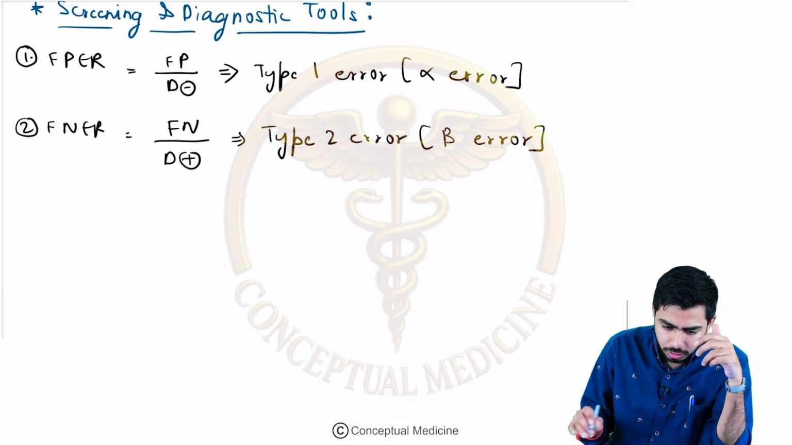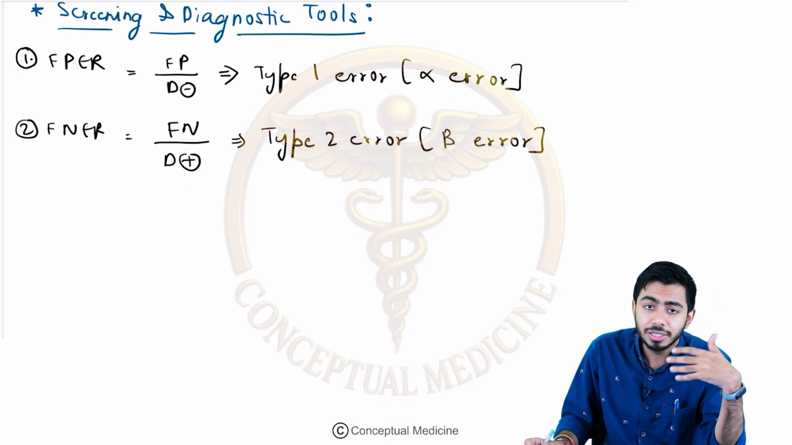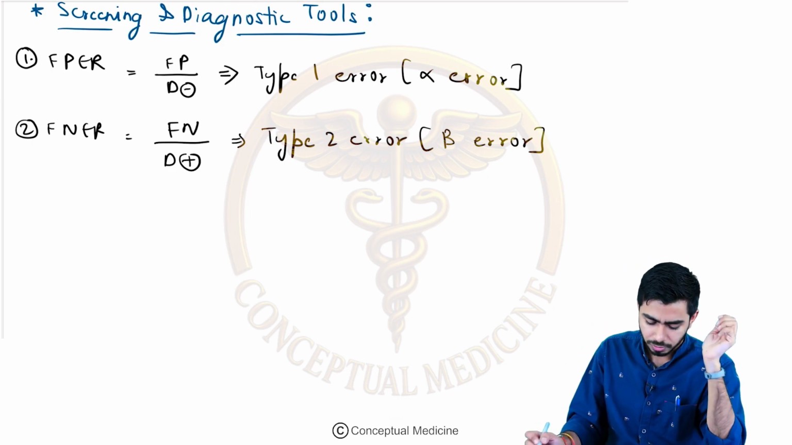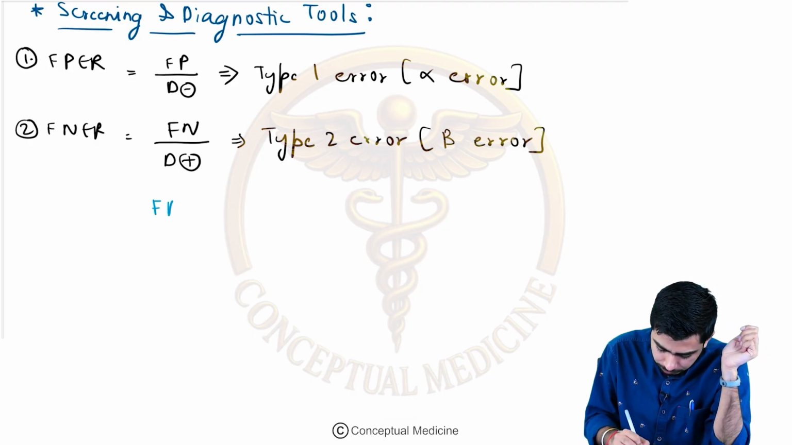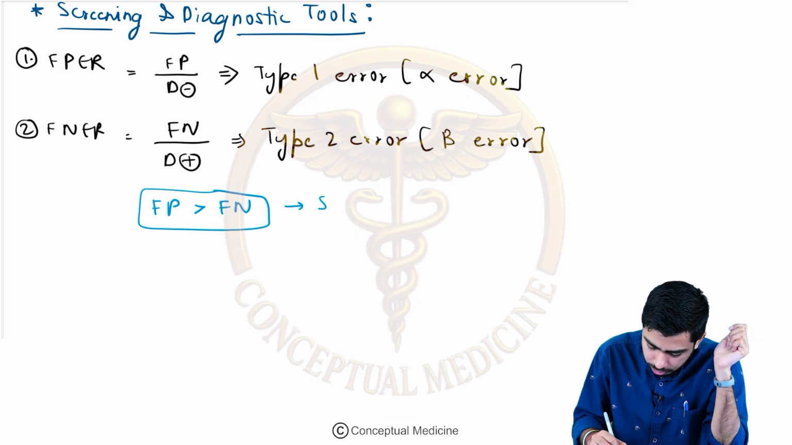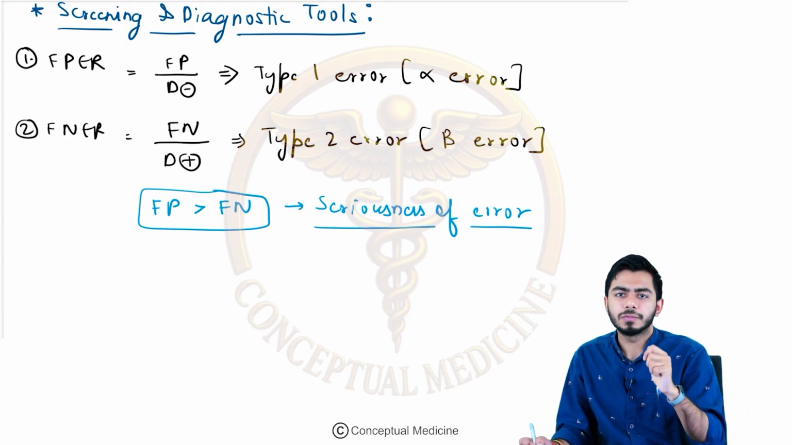Now the next point is what tells the seriousness of an error? Is it false positive which is a serious error, or is it false negative? So guys, if you talk about the seriousness of error, then false positive is a serious error as compared to false negative, right?